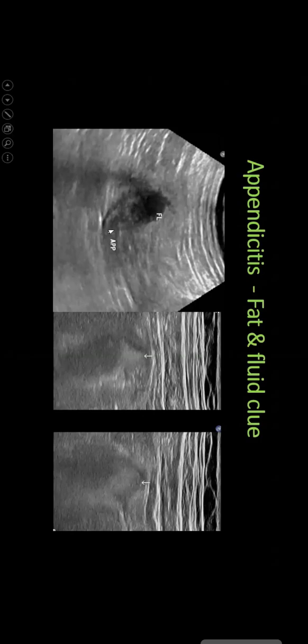On graded compression, I can appreciate some layer, 2 layers. So it is appendicitis. So these are indirect signs sometimes. The patient went for CT scan and it was confirmed. So sometimes you don't find it in an obese patient, you see just fat reaction and small fluid, and only part of the appendix is seen.